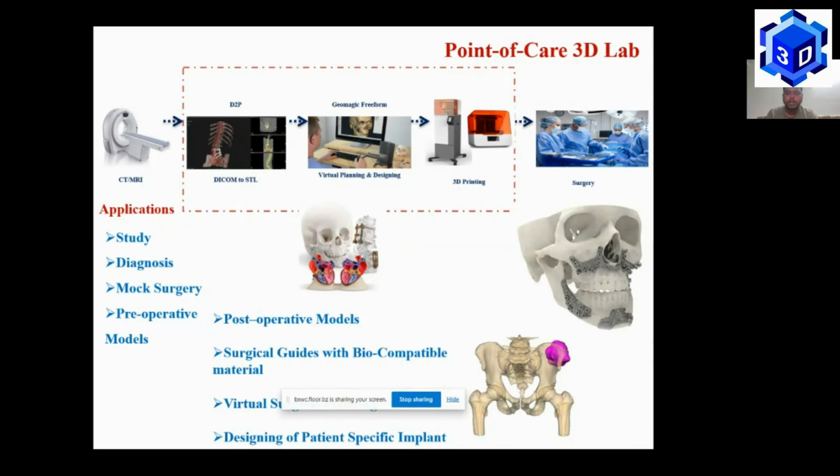I would say like models and guides. So that makes it a more economical way to do it. These are some of the applications if you have point of care. This is our point of care approach: medical image software, designing software, along with 3D printers. Maybe I just put a Stratasys printer, a Formlabs. Maybe we can put an FDM if they want. We can put any printer we want.